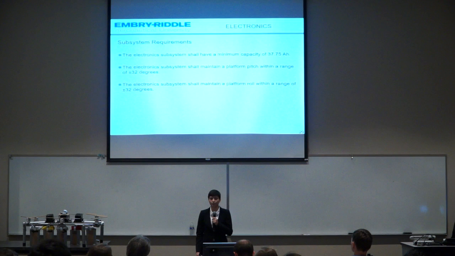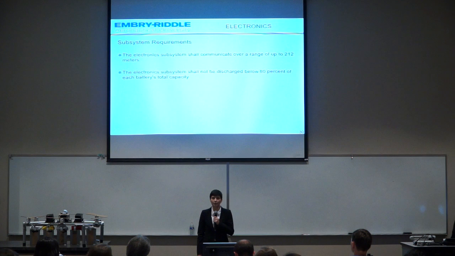The electronic subsystem shall communicate over a range of up to 212 meters. This was determined as the maximum distance between the platform and the mission control station, with the platform at the top at the highest altitude it can reach within the operational cylinder and the mission control station outside of the safety cylinder. The electronic subsystem shall not be discharged below 80% of each battery's total capacity.